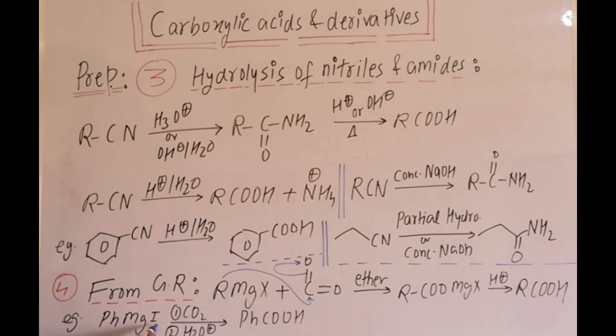Example, we take PhMgI. First step CO2 in dry ether, second step H3O plus. We get PhCOO minus in the first step, and after acidification we get benzoic acid as the final product.